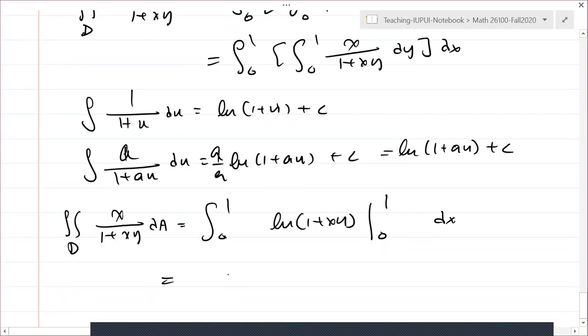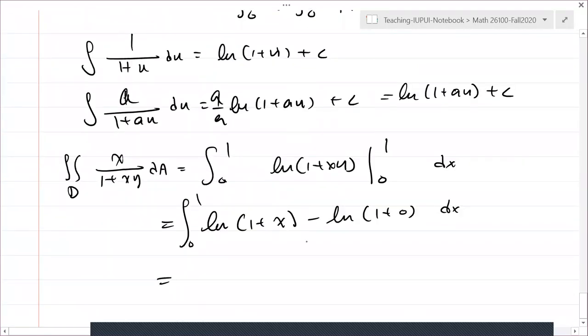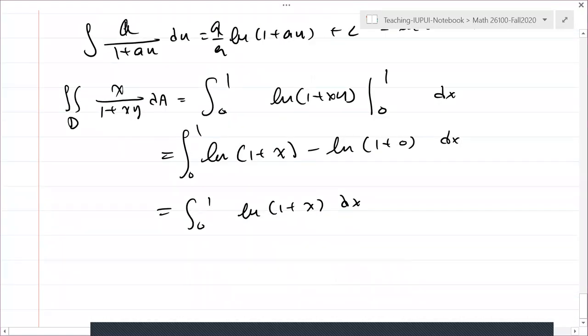One of the iterative integrals will be easier to handle. So then you get natural log of 1 plus x, you plug 1 for y, minus natural log of 1 plus 0, from 0 to 1 dx. Okay, and then the second term is 0. Now the problem is how do I evaluate this integral? How do I evaluate this integral? We have to use integration by parts. Okay, find the antiderivative of this.